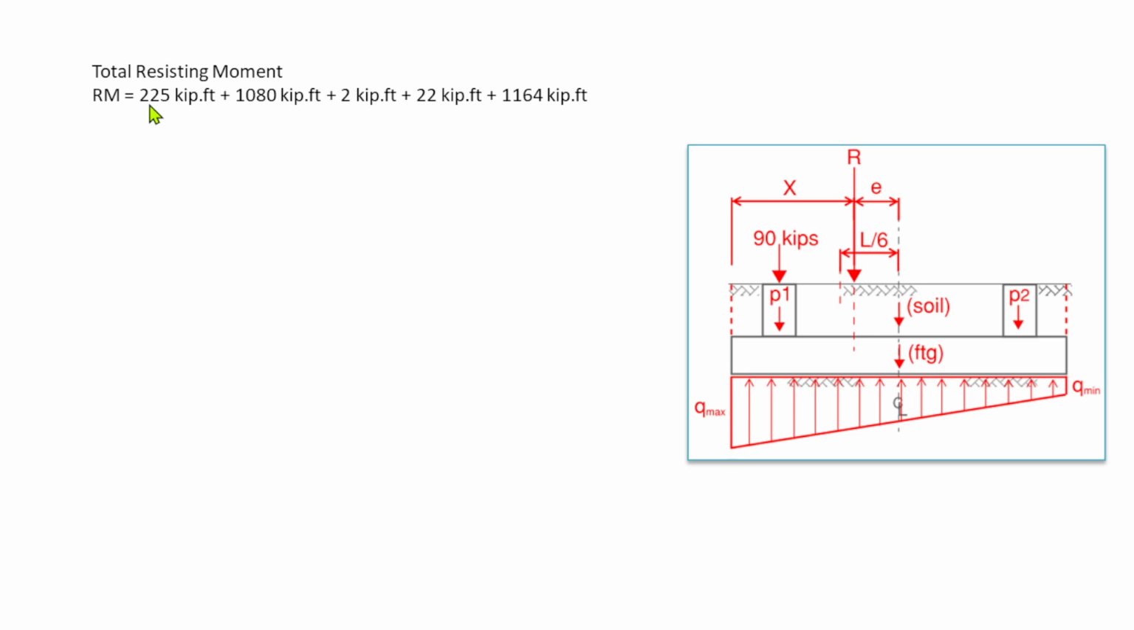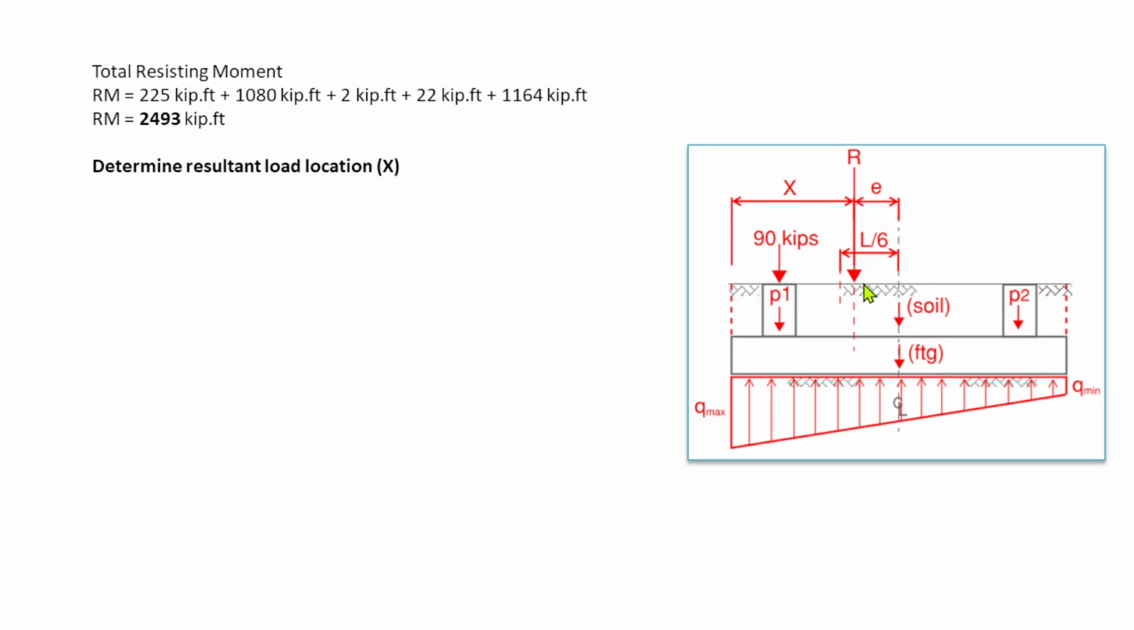Now the next one is the calculation of the total resisting moment. So we have 225 for the resisting load due to 90 kips. Then we have 1080 kips feet for foundation here. Then we have 2 kips feet due to P1, 22 kips feet due to far side P2, then plus 2264 due to soil. So the total is 2,493 kips feet.